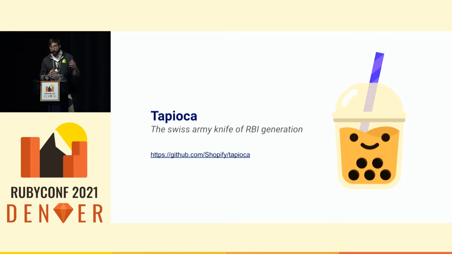So if in your Gemfile you have a dependency on gem A, which declares a few constants and methods, Tapioca can find those constants and methods and create files that teach Sorbet that they exist.